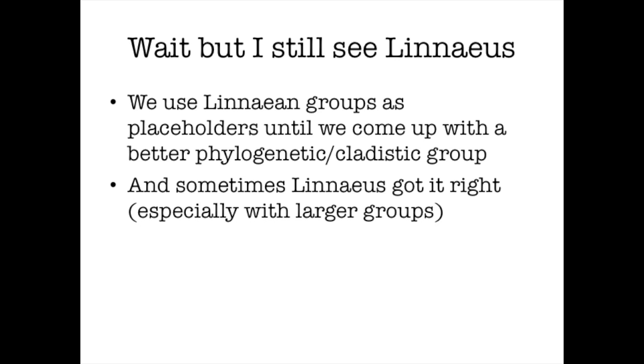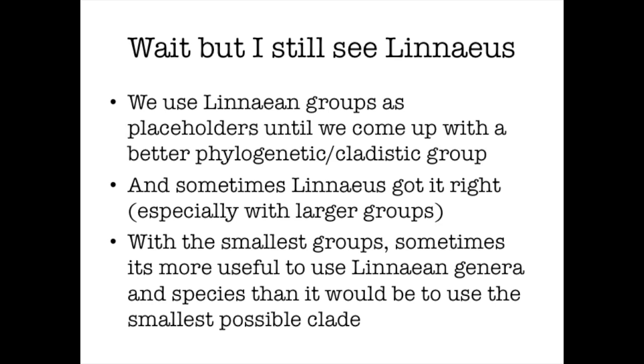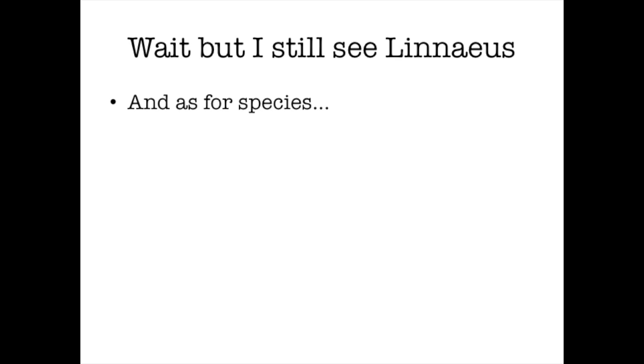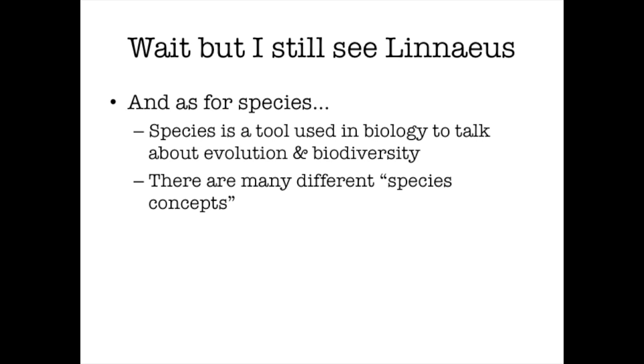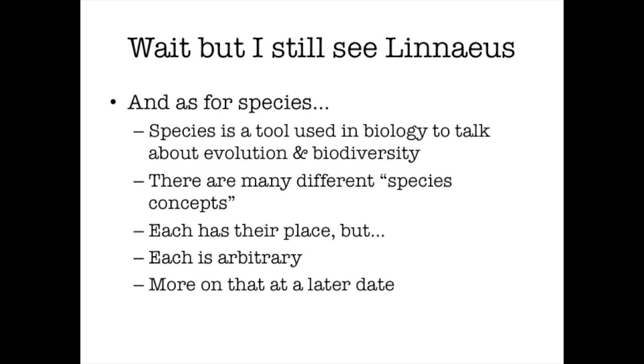With the smallest groups, sometimes it's more useful to use Linnaean genera and species than it would be to use the smallest possible clade. And as for species themselves, species is a tool used in biology to talk about evolution and biodiversity. There are many different species concepts and each has their place, but each is arbitrary, so more on that on a later date.